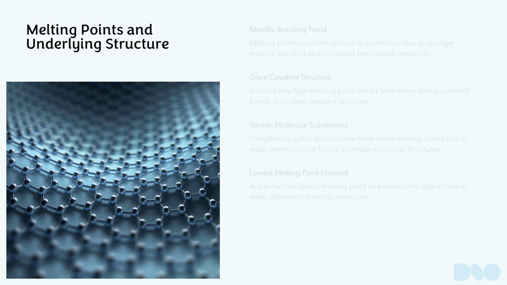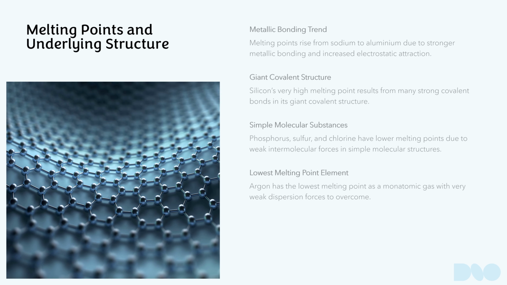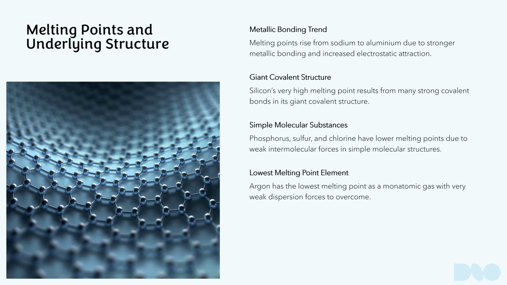The melting point trend across period 3 is complex because it depends heavily on the type of structure and bonding present. From sodium to aluminium, melting points increase because of stronger metallic bonding. As the charge on the metal ions increases and the number of delocalized electrons rises, the electrostatic attraction between ions and electrons becomes stronger, requiring more energy to break.